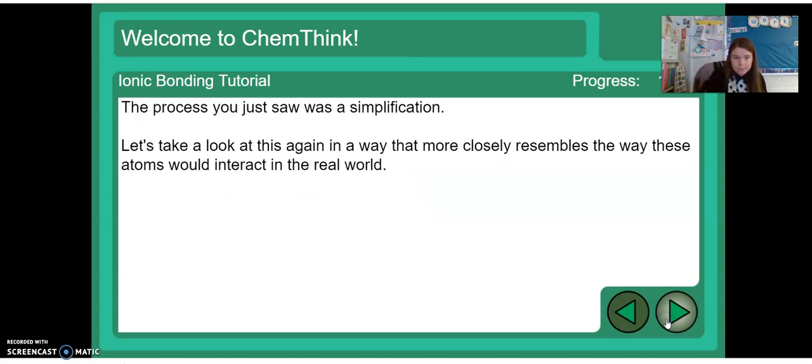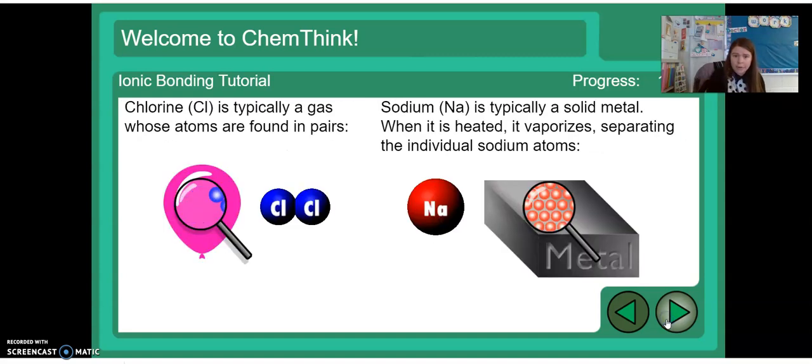different ions. So let's look at another example of this that closely resembles what it would really look like in the real world for them to bond together. We see chlorine on the left and sodium on the right. Chlorine is typically found in nature in pairs as a gas, and sodium is typically found individually, but if it's a solid, it's not going to bond with chlorine. And so what we have to do is heat it up, and it vaporizes, and it separates the sodium atoms from each other. And those vaporized sodium atoms can then bond with chlorine.